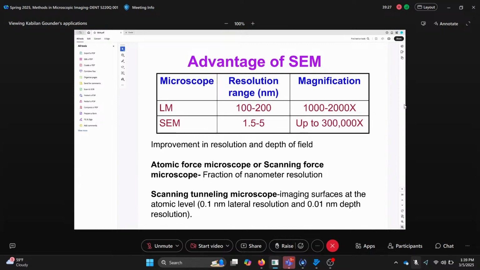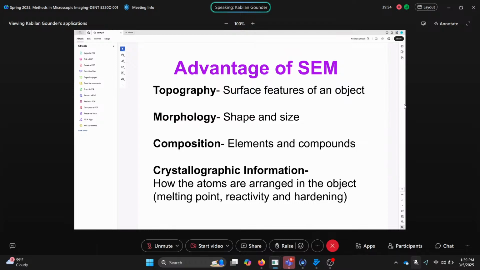So the improvement in resolution and depth of field is the most important thing when you look at it. Also, there is the atomic force microscope or scanning force microscope, which is another microscope based on physical properties. There is another one, the scanning tunneling microscope, as well. So mainly, this is what you can get from the scanning electron microscope.